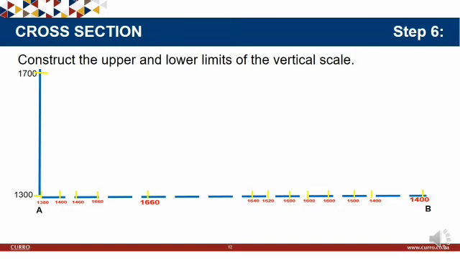Step 6, construct the upper and the lower limits of the vertical scale. Now, the upper and the lower limit is the most bottom line and the highest line. Remember that the number which I rounded up to the higher index contour was 1700. Can you see the 1700 there on top? The 1380 was rounded down to the lower index contour, which was 1300. Can you see the 1300 on the left side of your screen? Understand? This is how you construct the lower and the upper limits.